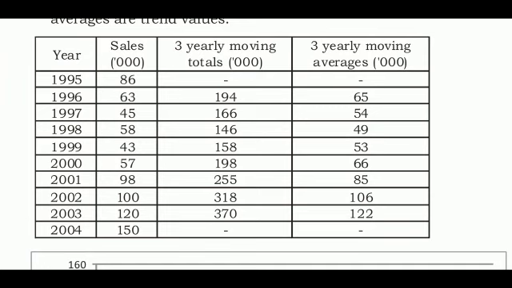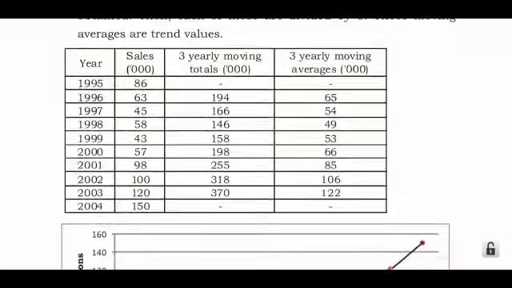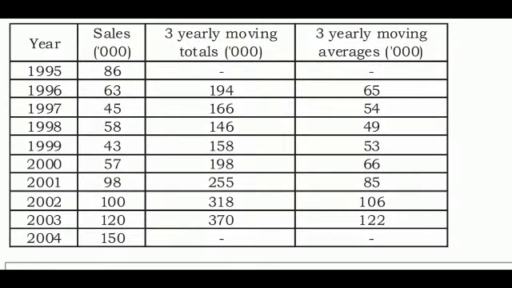So here, basically, you make a group of 3 years, and for the next one you skip the first value and add the next year's value. Then for the last column, 194 is divided by 3. Then 166 divided by 3, you get 54. 146 divided by 3, you get 49. 158 divided by 3, you get 53.